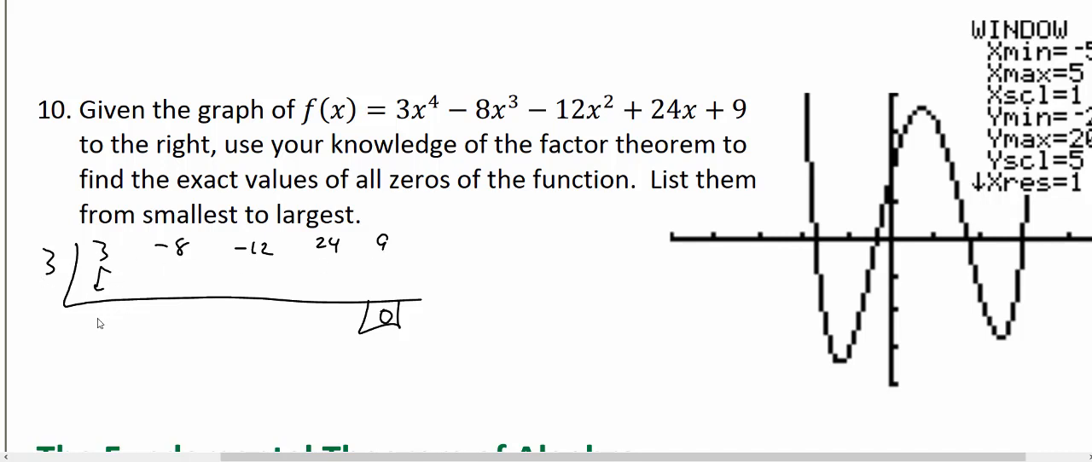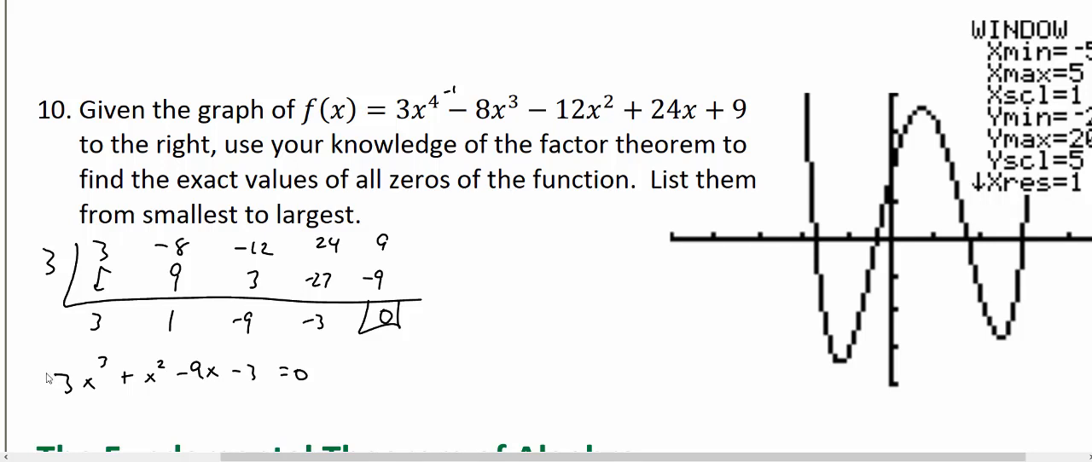3, I'm going to drop this down, so that's 3. So 3 times 3 is 9. Add it, 1. 3 times 1 is 3. Add it, negative 9. That's negative 27. That's negative 3. Negative 9 gives me 0. Fantastic. So I'm good. That's what I wanted. So now I got to minus the 1 from the power. So I get 3x to the third plus x to the 2 minus 9x minus 3 equals 0.